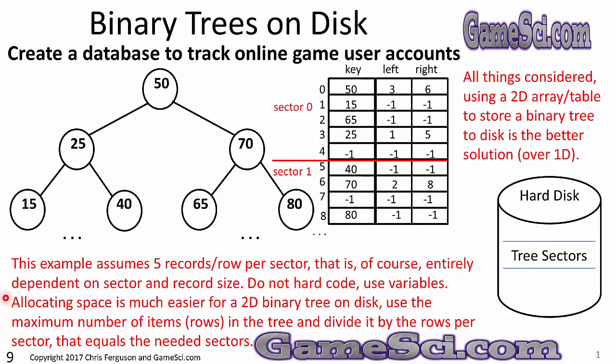Allocating space is much easier for a 2D binary tree on disk than a 1D binary tree on disk. Use the maximum number of items or rows in the tree and divide it by the rows per sector. That equals the needed sectors. If you know you're going to store 1,000 items in the tree, you need 1,000 rows.